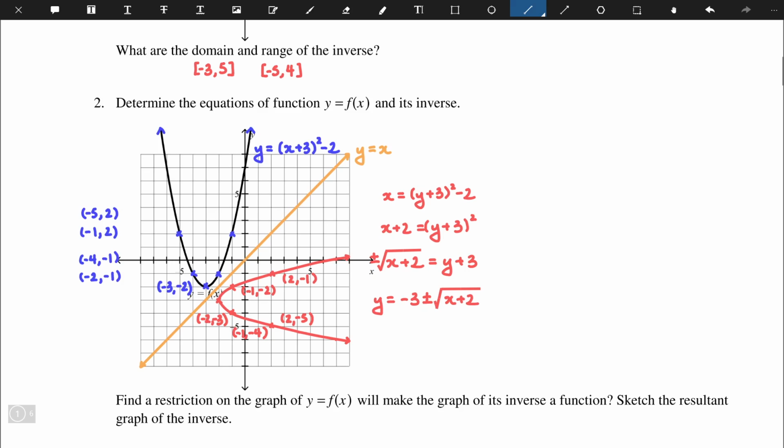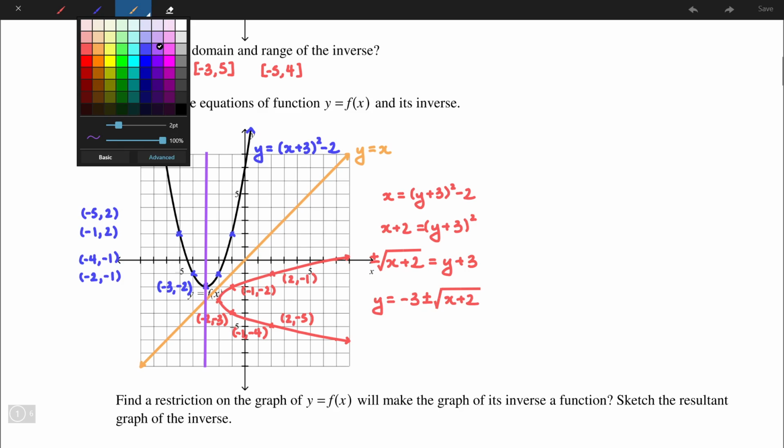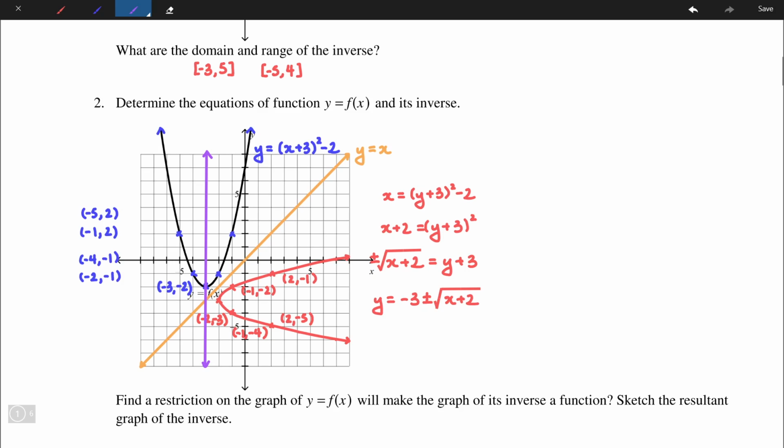Okay, so the next step is to find a restriction on the original function that will make the graph of its inverse a function as well. So what we could do is we can restrict the domain so that it cuts the original parabola in half. So notice this line right here, this will be x is equal to -3. So we have a choice of either x is greater than or equal to -3 on the right, or x is less than or equal to -3 on the left. So both of those domain restrictions will cause the resultant inverse to be a function as well.